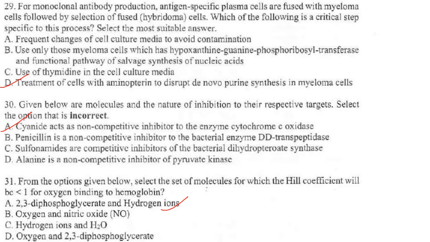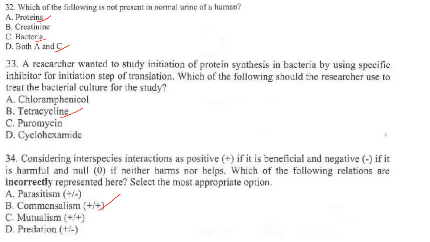Then from the options given below, select the set of molecules for which Hill coefficient will be less than 1 for oxygen binding to hemoglobin. So it is 2,3-diphosphoglycerate and hydrogen ions. Answer is option. Then next one. Which of the following is not present in normal urine of human? Normal urine of human contains urea, creatinine, water, some inorganic salts, some organic compounds, and some salts also. But proteins and bacteria are not present in the normal urine of a human. So both A and C.